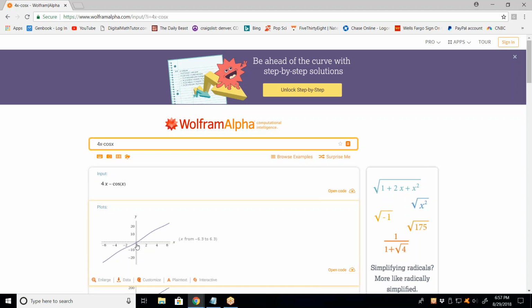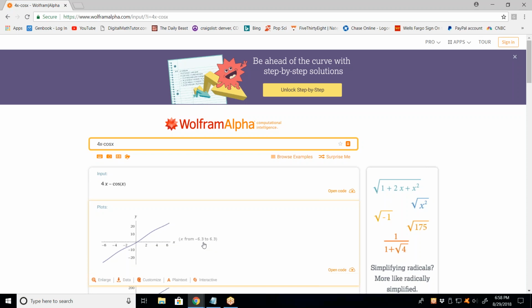But that's the way you're going to graph it: you're going to graph 4x, you're going to graph cosine x, and you're going to subtract. In other words, you're going to go from left to right on the x-axis and just subtract the two values and plot that point, and then connect the dots. And we can see from this graph that there are no points of discontinuity, at least between minus 6.3 and plus 6.3.